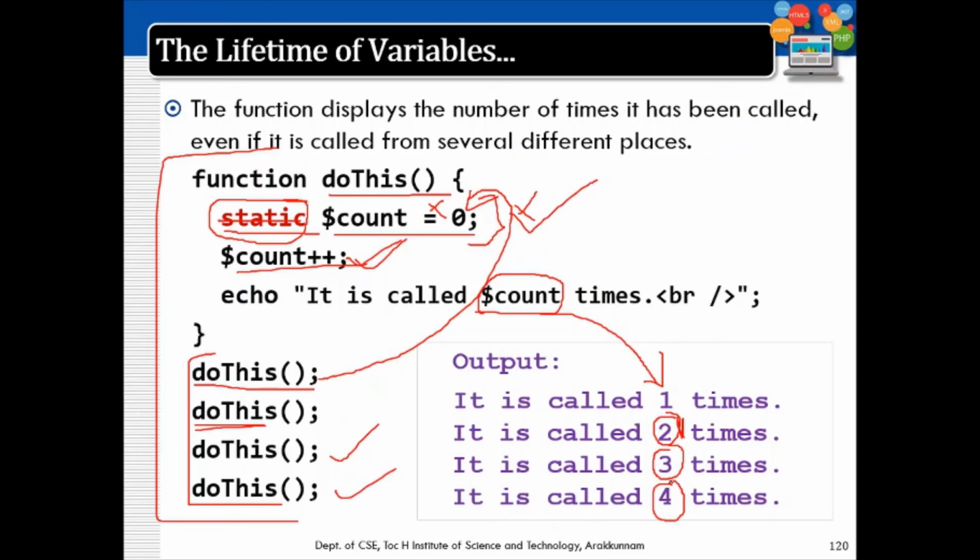So comparing the lifetime of a local variable and a static variable, the local variable's lifetime is only till the function execution ends. So next time when you call the function, it will be initialized again and used as such. But in the case of static variables, the initialization happens only once and the lifetime of the variable is till the end of that particular session, till we close the browser. Hope it is clear.